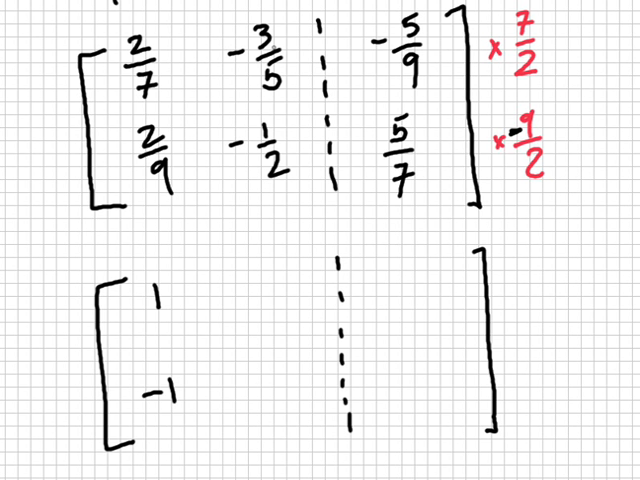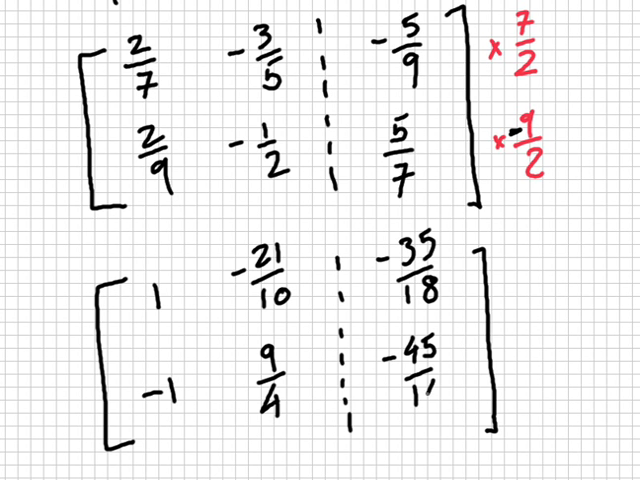Okay, can someone multiply this for me, please? Minus 3 over 5 times 7 over 2. What's that, minus 21 over 10? Yeah, okay. And then this one here would be minus 35 over 18. Yes, okay. This one here is minus 1. This one here will be 9 over 4. And then this one here will be minus 45 over 14. Is that okay? Yeah?